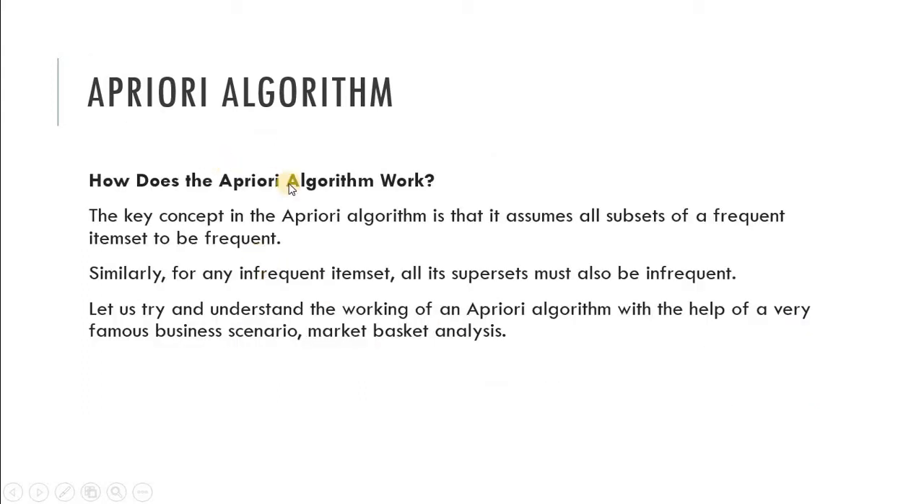How does the Apriori algorithm work? The key concept in the Apriori algorithm is that it assumes all subsets of a frequent item set must be frequent. It also considers that for any infrequent item set, all its supersets must be infrequent. If it is frequent, then its subset is also frequent, and if it is infrequent, then its superset is also infrequent. So let us try to understand the working of the Apriori algorithm with the help of a very formal business scenario, a market basket analysis.